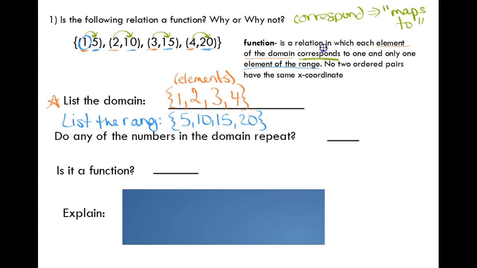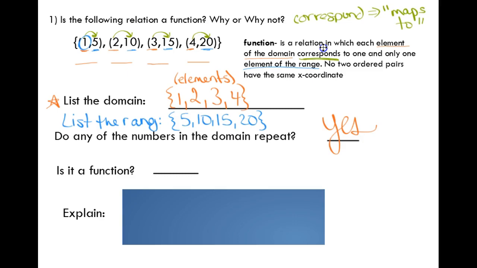There's also this other thing at the end. We can restate this: no 2 ordered pairs. So there's 4 of them here, remember. There's these 4 ordered pairs. No 2 of them have the same x-coordinate. And they don't. It's all unique: 1, 2, 3, 4. So is this a function? Yes, because none of that repeating happened.